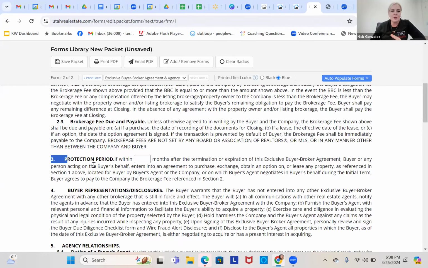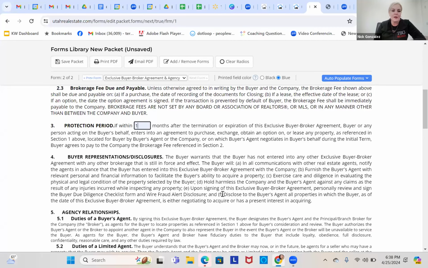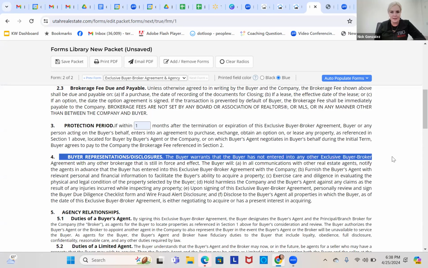Protection periods. I usually put 1 month in here, so it just says that if they were to purchase a home after the termination or expiration of this agreement, due to things that I had been helping them with, and they haven't entered into a contract with anyone else, we could be due a commission.